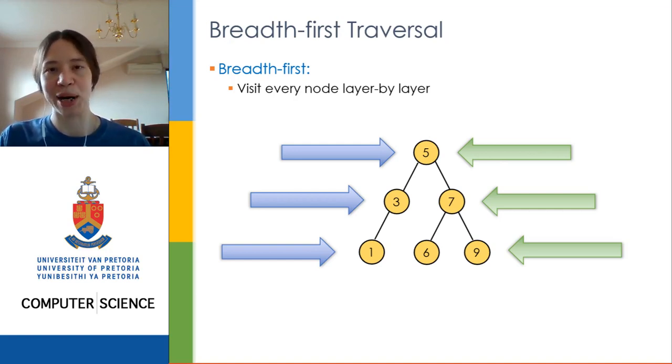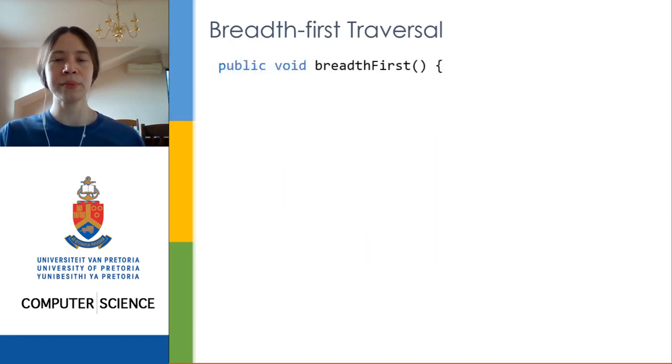Any ideas on how to do this? Well, it turns out that the easiest way to implement a breadth first traversal is to actually make use of a secondary data structure. Specifically, we are going to use a queue. Here's pseudocode. Let's go through it line by line.